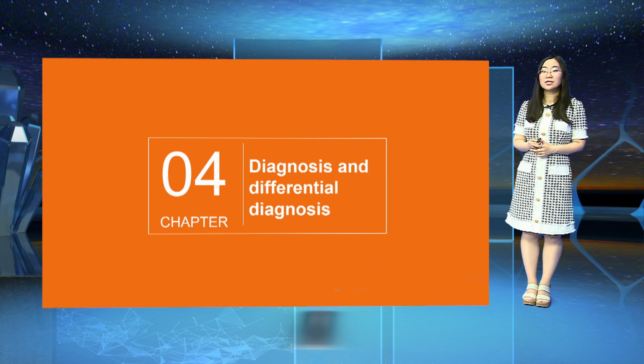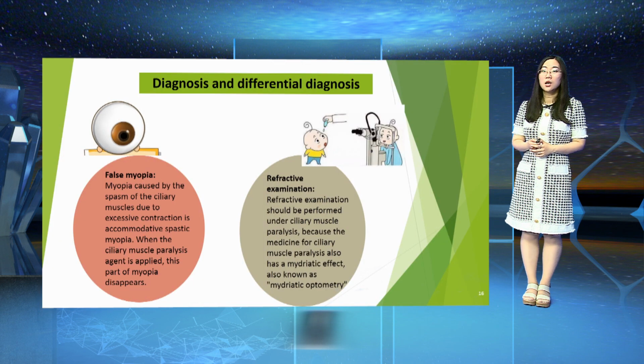Diagnosis and differential diagnosis. Pseudomyopia. Myopia caused by spasm of the ciliary muscles due to excessive contraction is accommodative myopia. When the ciliary muscles are paralyzed with atropine, this part of myopia disappears.